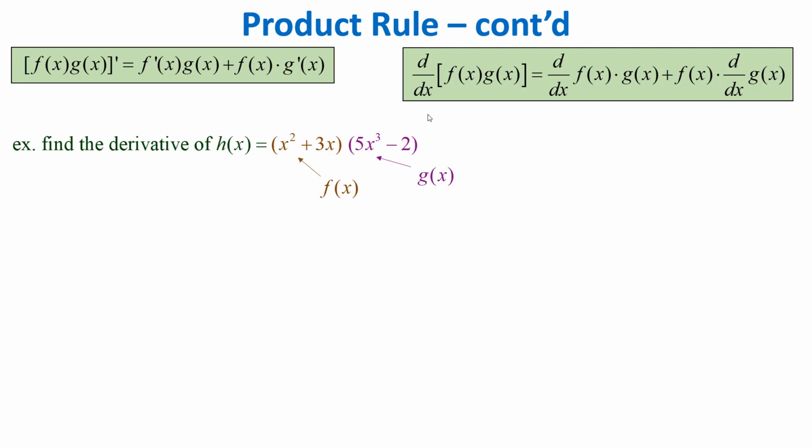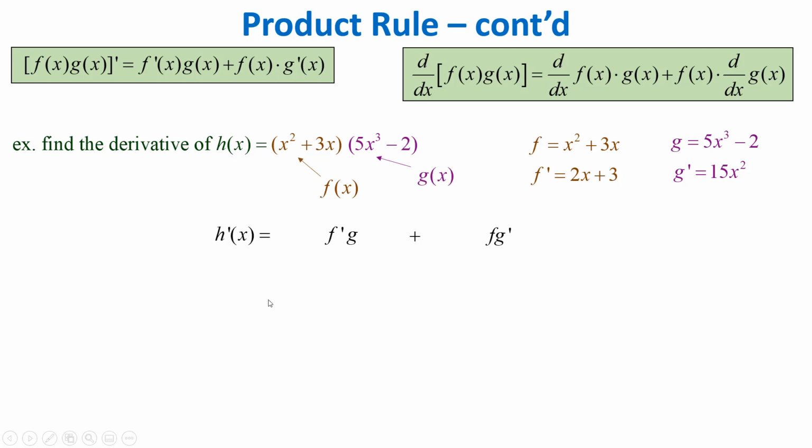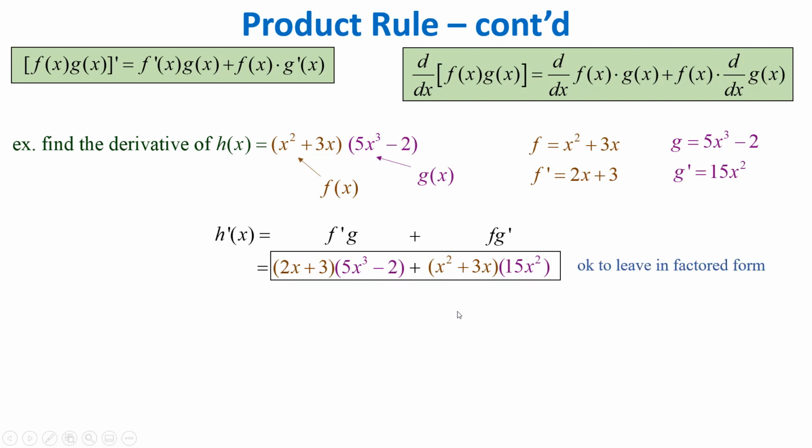Here's f of x, here's g of x, and again streamlining this, I'll just call this f: x squared plus 3x; g is 5x cubed minus 2. Then taking their corresponding derivatives, f prime will be 2x plus 3, g prime will be 15x squared. Therefore, h prime of x will be f prime g plus f g prime. And then plugging in, f prime 2x plus 3 times g, 5x cubed minus 2, plus f, which is x squared plus 3x, times g prime, which is 15x squared. Now, the beauty of this is that you don't have to simplify this at all, just leave it in its factored form.